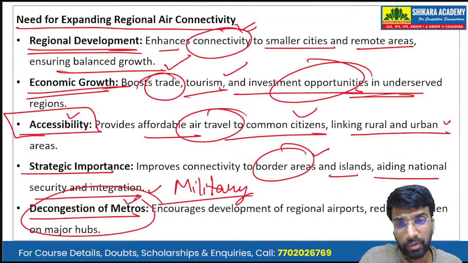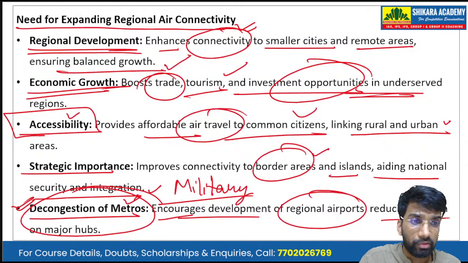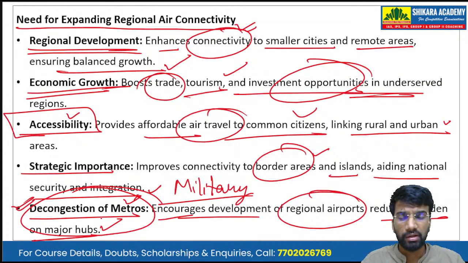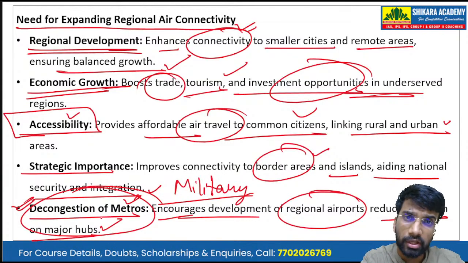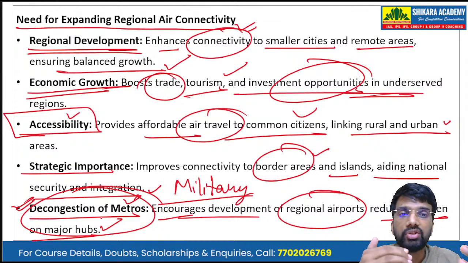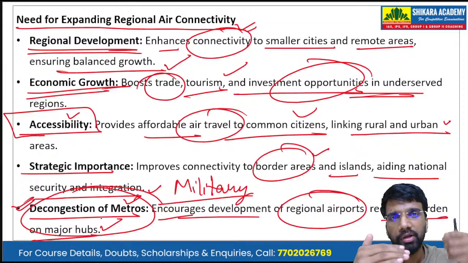Finally, is the decongestion of metros. That is one of the most important points. Regional air connectivity encourages development in regional airports, reducing the burden on major hubs. The major hubs like Delhi, Mumbai, Bangalore, Chennai, these are the cities and their airports where there is very high congestion. So in order to reduce the congestion on these large airports, if we promote regional air connectivity, the burden on these large city airports will reduce.